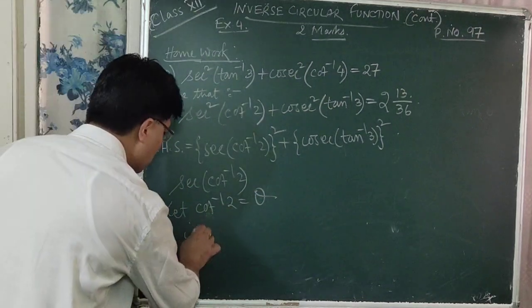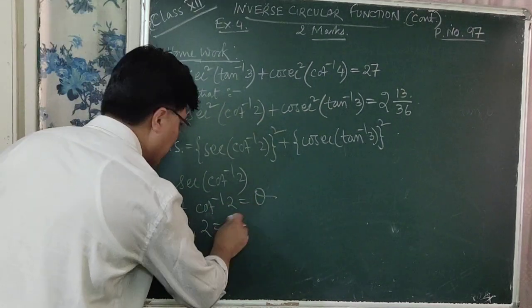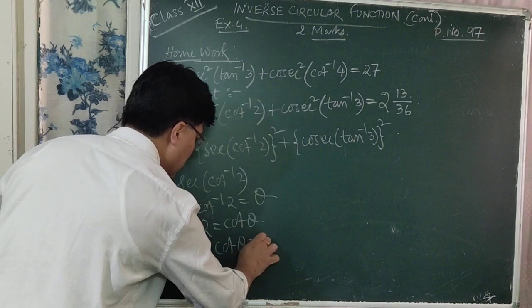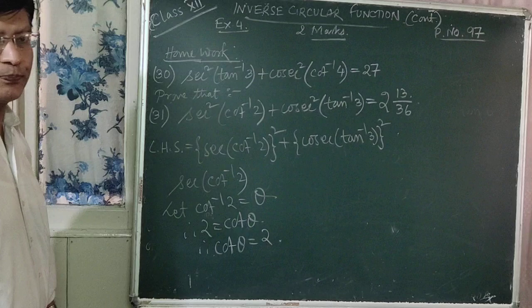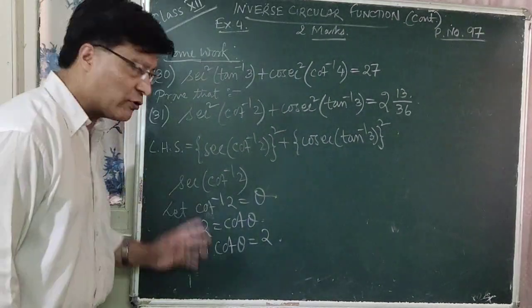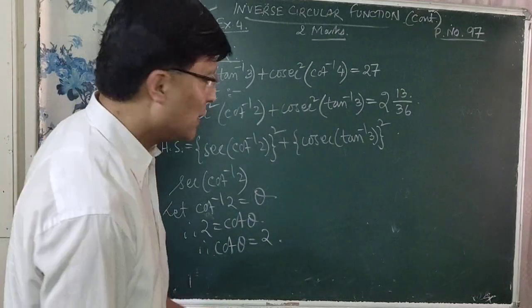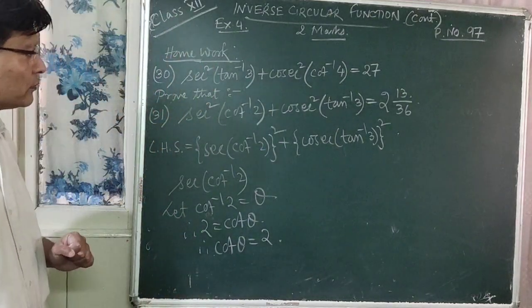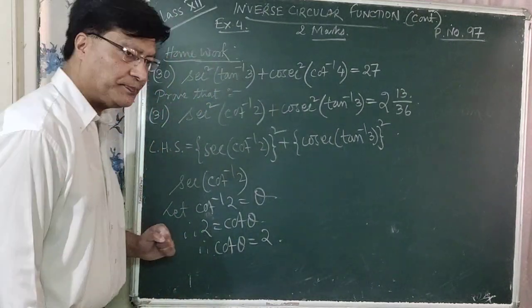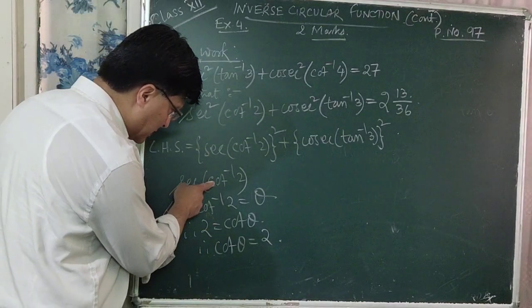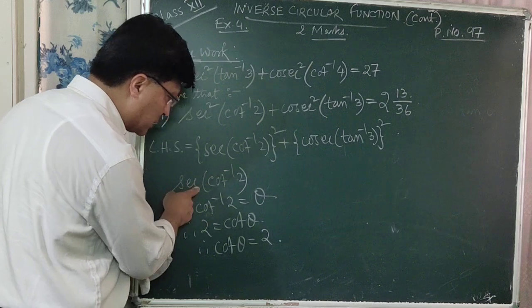So cot inverse goes to the right hand side, it becomes cot theta. That is, cot theta is equal to 2. Right? So we have got the value for cot theta, which is equal to 2. Now if you write theta for cot inverse 2, it becomes sec theta, isn't it?